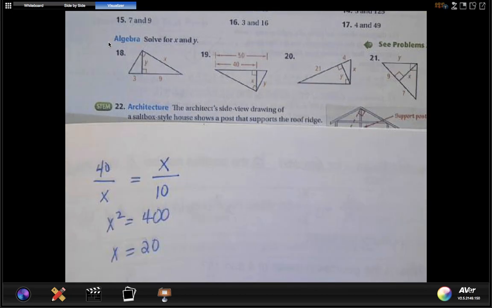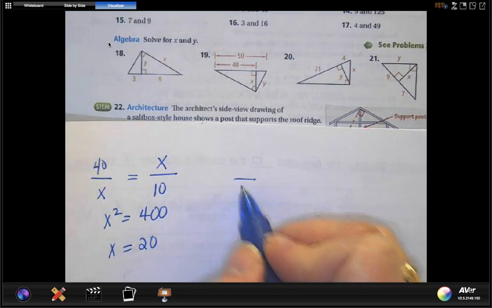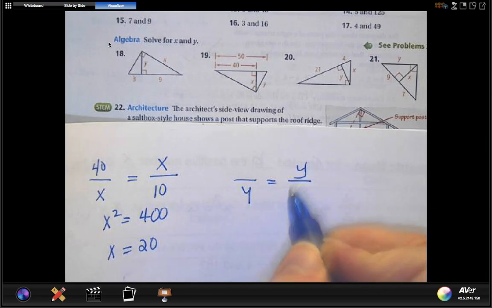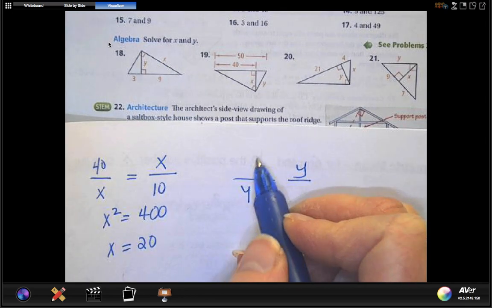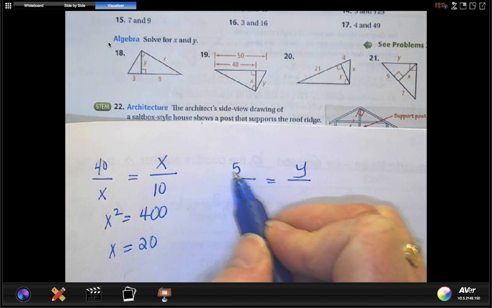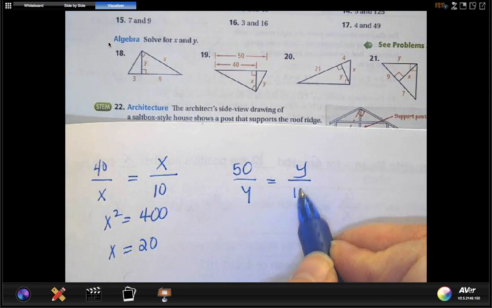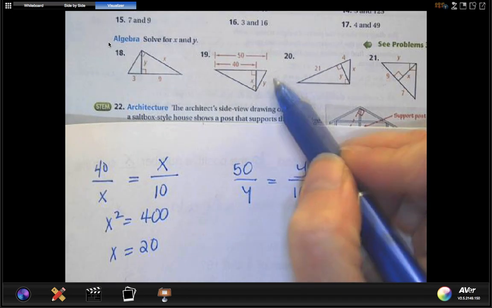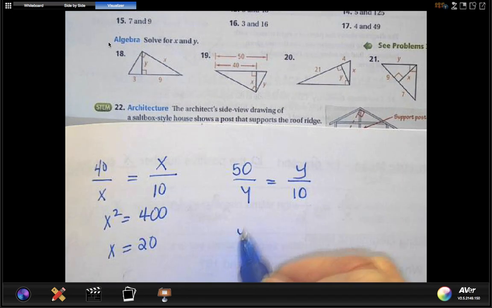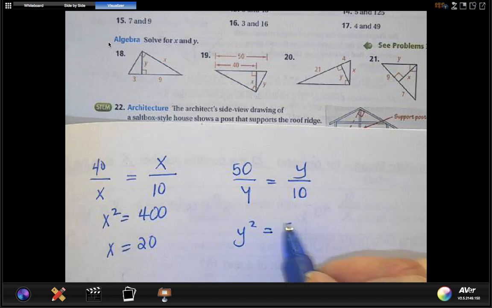The leg is a leg. I'm sorry, the y is a leg. So I'd have leg. So the leg is the geometric mean of the whole hypotenuse and the segment of the hypotenuse that's adjacent to that leg. So the 10 is adjacent to that leg. So I'd have y squared is equal to 500.